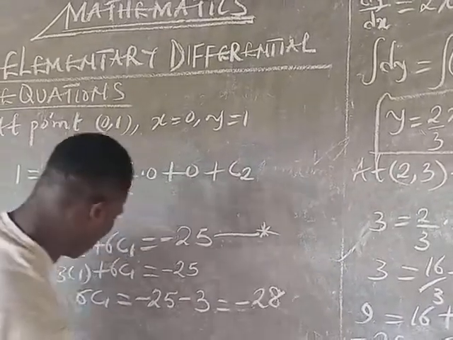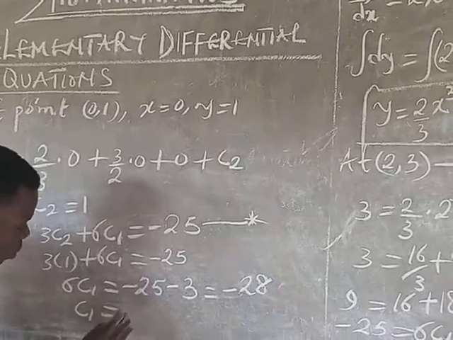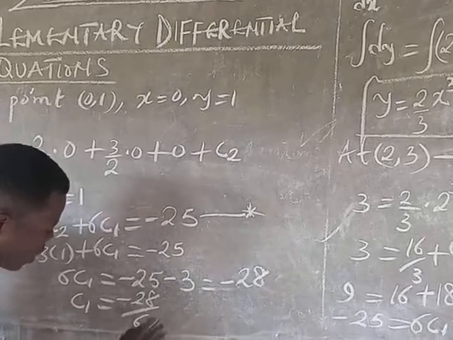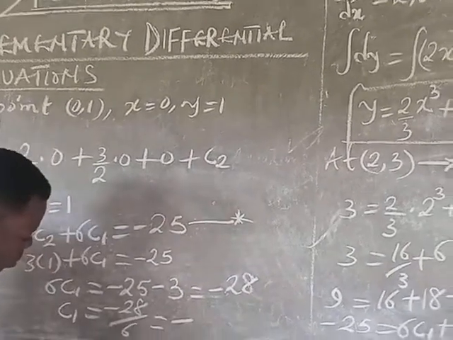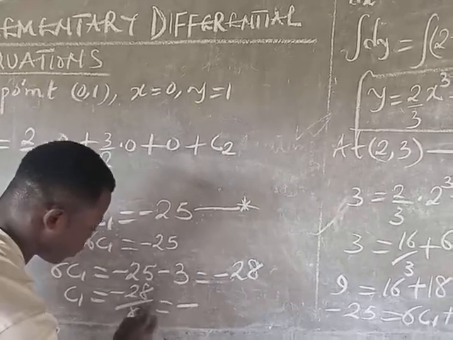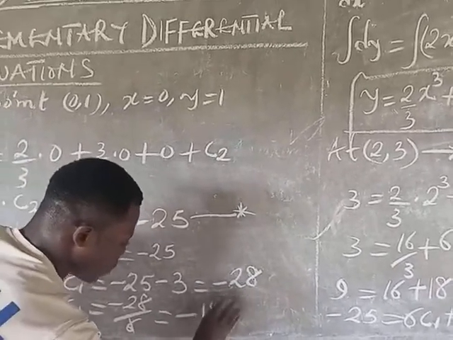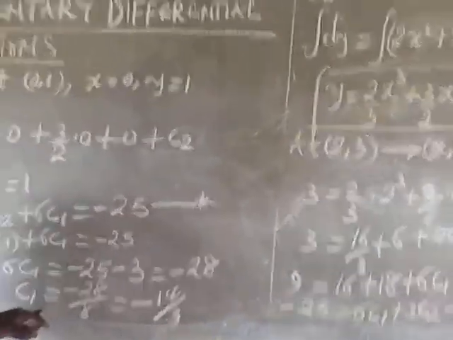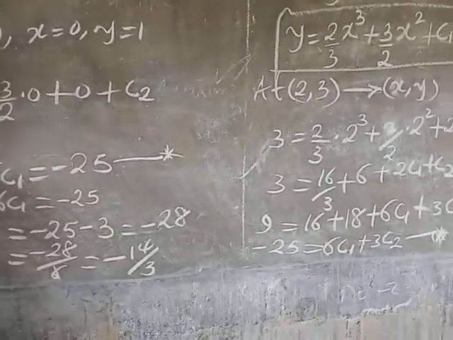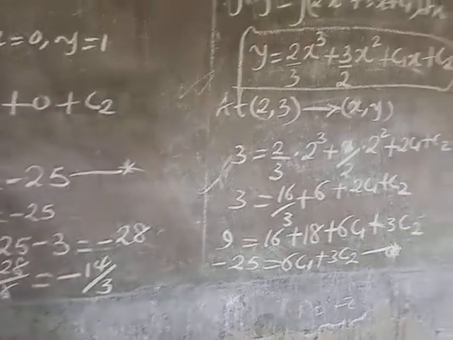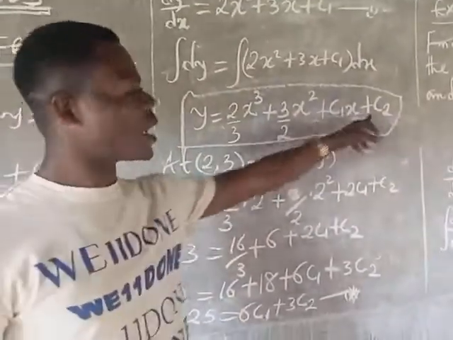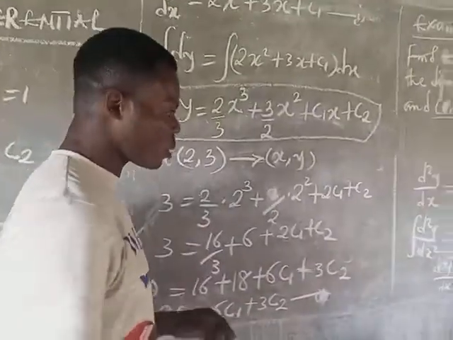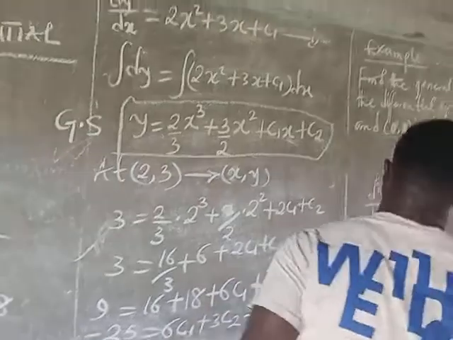Then our c1 will be equal to minus 28 all over 6, which is the same thing as minus 14 over 3, dividing both by 2. So these values, c2 and c1, we will now take back to this general solution. Don't forget, this is our general solution. We want to look at the particular solution now.